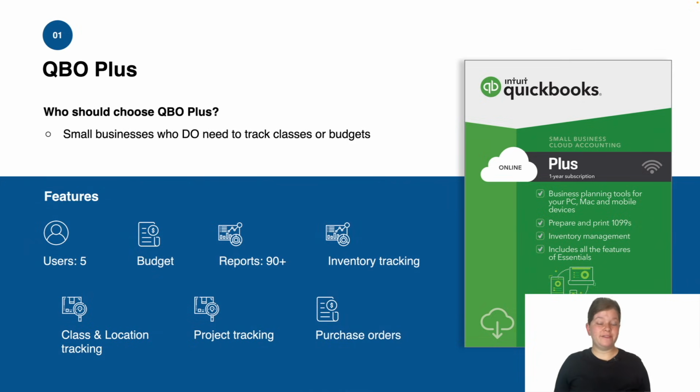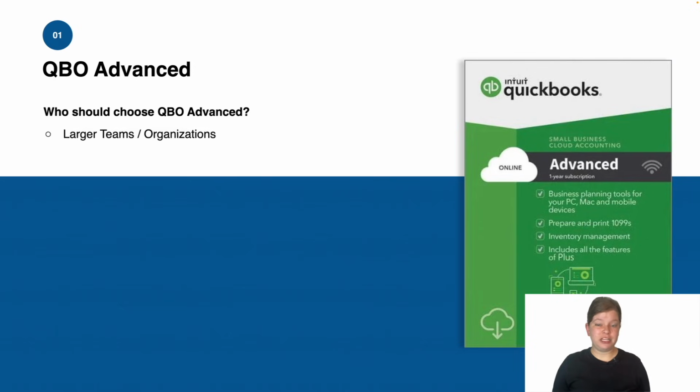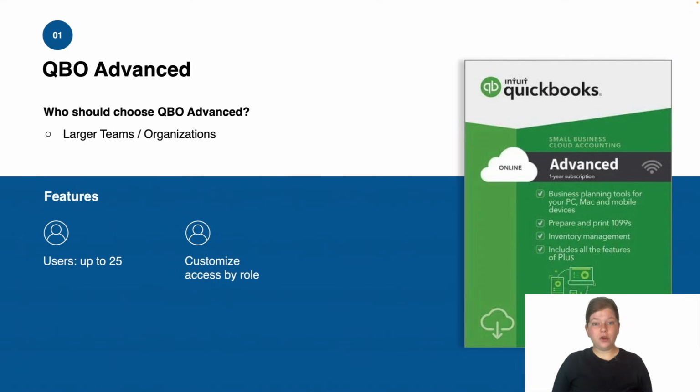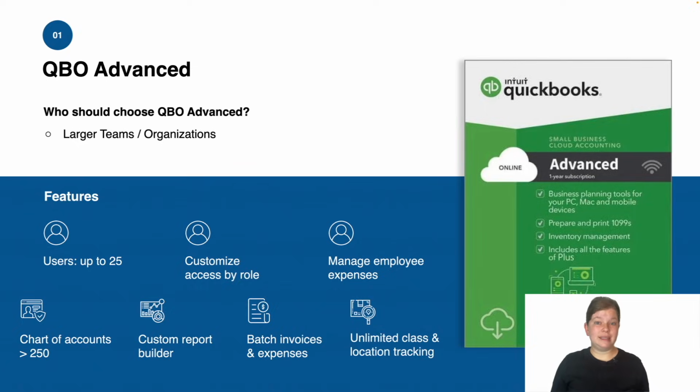And the last one we have here is QBO Advanced. Now, QuickBooks Online Advanced is for larger teams and organizations. So some of the features specific to QBO Advanced are you can have up to 25 users. You can customize their access by role. You can manage employees' expenses. You can have over 250 accounts in your chart of accounts, where the other options have a limit of 250. You have the ability to create custom reports, as well as batch invoices, checks, expenses, and bills. And you have unlimited class and location tracking.